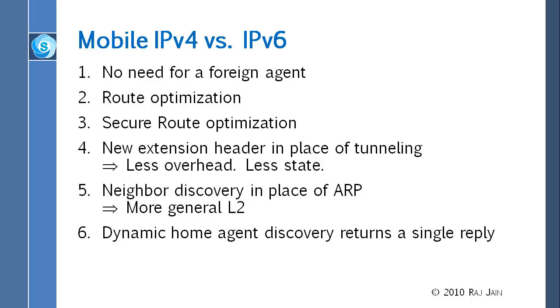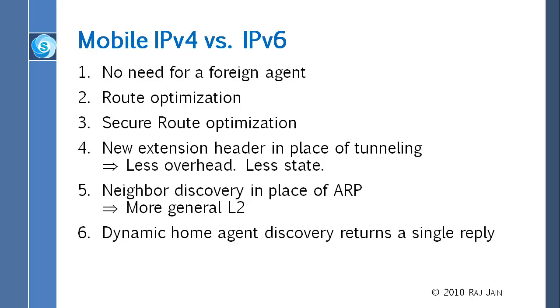Next, a new extension header in place of tunneling. Tunneling means putting two full headers. Remember, tunneling was encapsulation. So you had the IP packet with a full IP header, and you put another full IP header on top of it. That we don't need here because we have extension headers. So we can just add a little extension header, and whatever extra information is required, we can put in there, so it is less overhead.